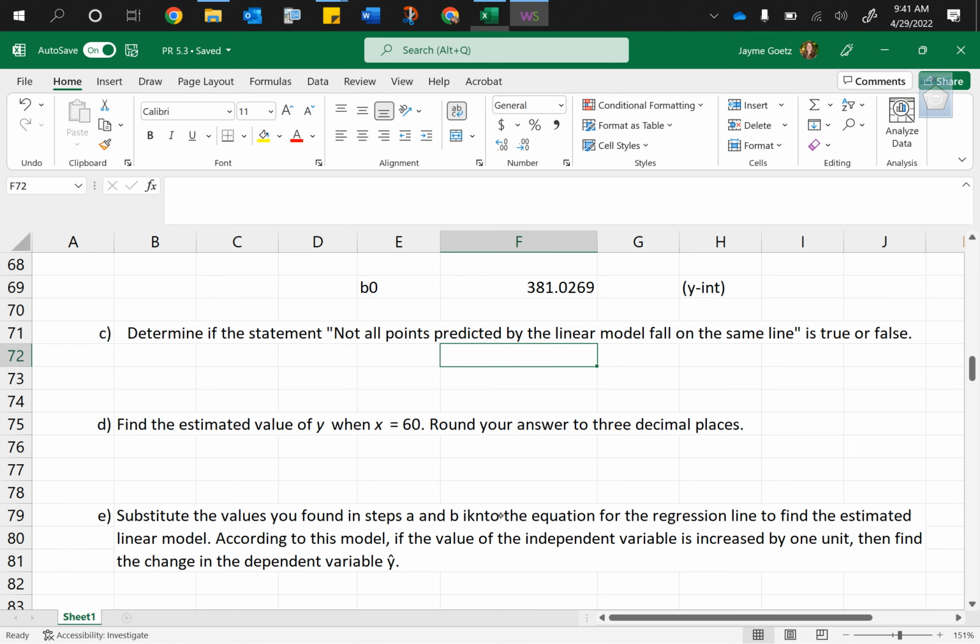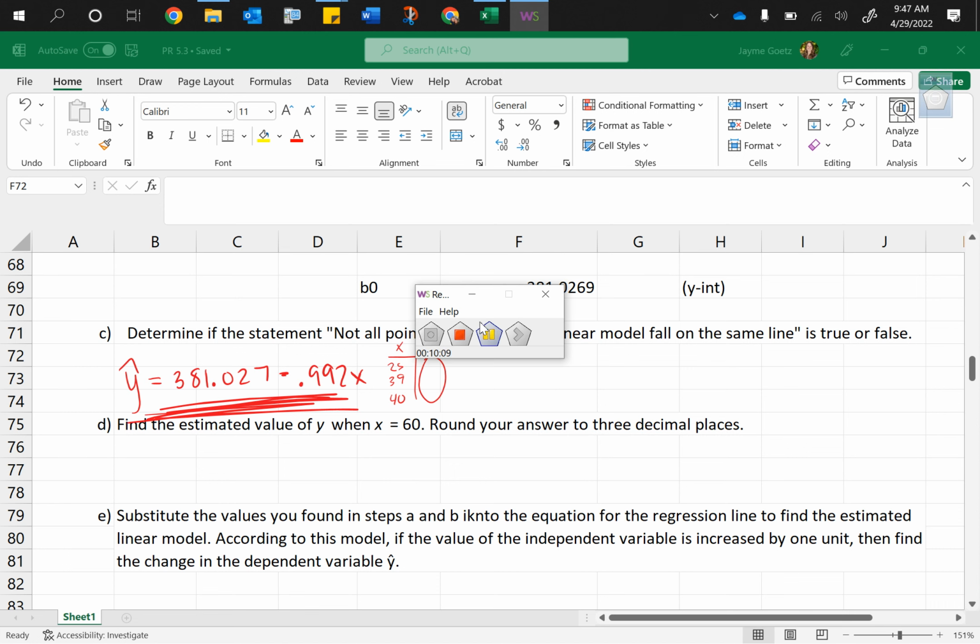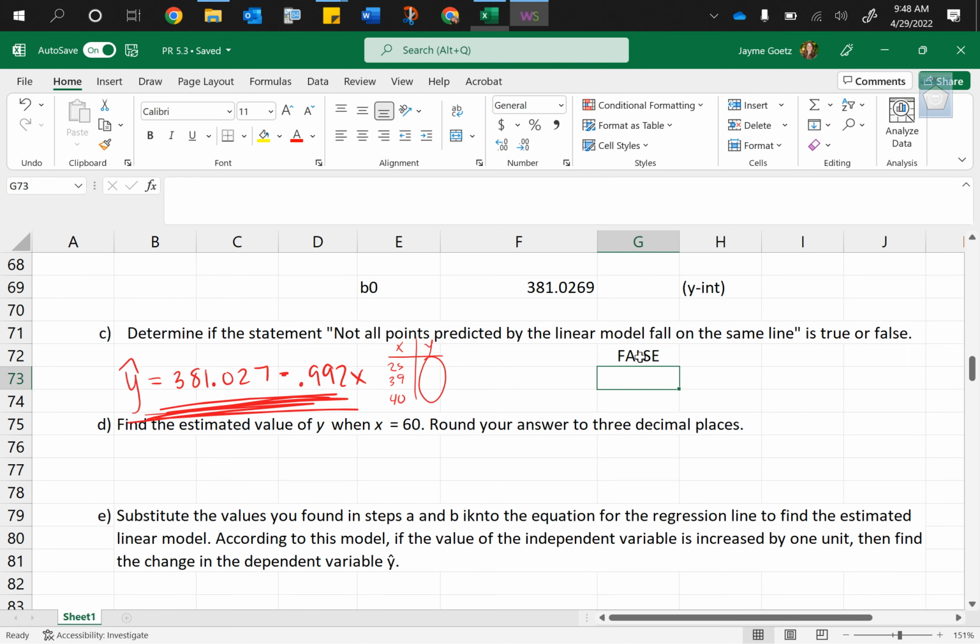Yeah, that's the whole purpose of a model. So this is a very, very tricky question, and I need you to hear me. When it says not all points predicted by the linear model fall on the same line, that's false. That's the whole purpose of a model. A linear model is creating a line. Now, if it said not all points that are observed are going to fall on the same line, that's true, because that's real life. But if we're predicting it, that's literally what the line is for. It's going to be on a straight line.